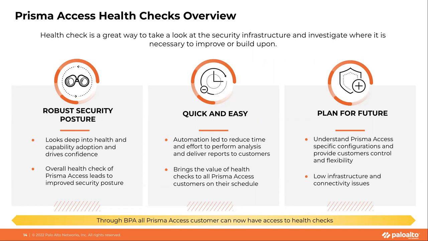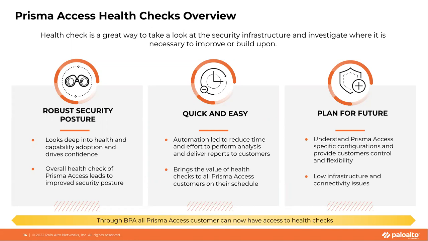Now, there are several benefits of adding this capability into the BPA report, though I've highlighted the ones that are most impactful, right? Health checks are the way to build a robust security posture by looking deep into the health and capability adoption, which really helps to drive confidence at our customers' level, right? It also helps to see the overall health of Prisma Access infrastructure, leading to improved security posture, and helps to create a positive customer experience, right?